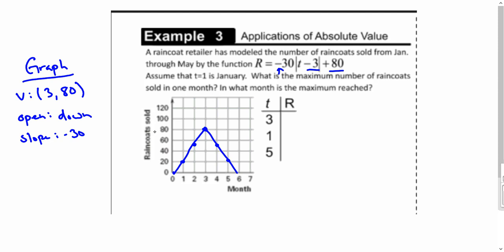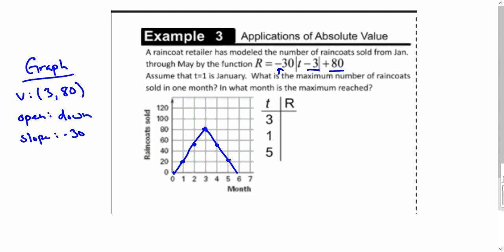This is the number of raincoats sold. Is it possible to sell a negative number of raincoats? No. Okay, you can sell 0, but you can't sell -10. Because it's impossible to do anything with a negative number of raincoats sold, we don't need arrows. We can just stop it right there.